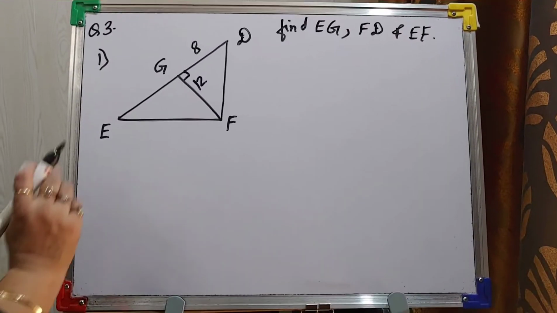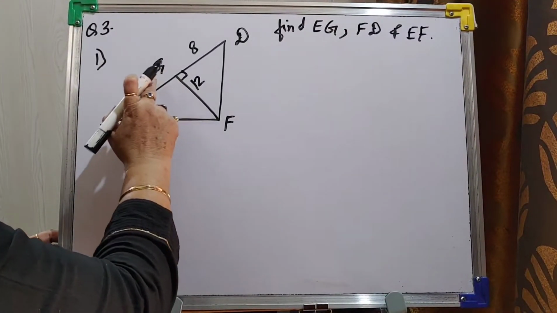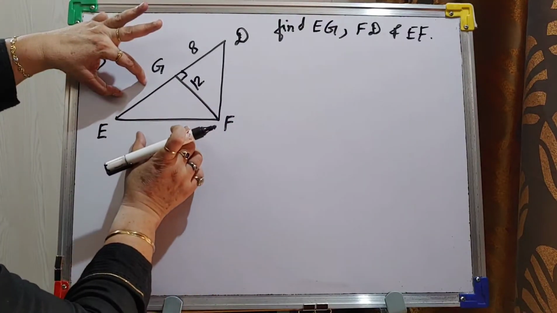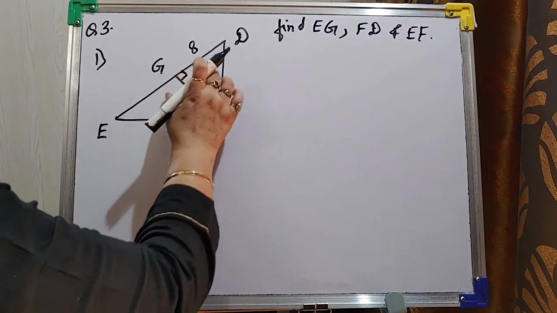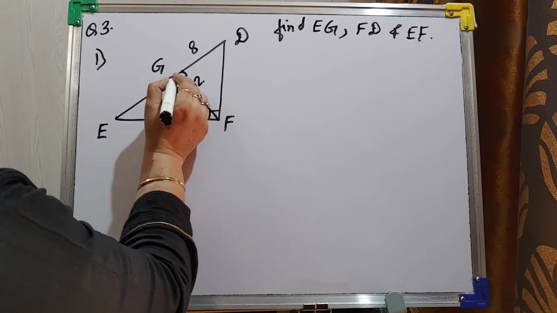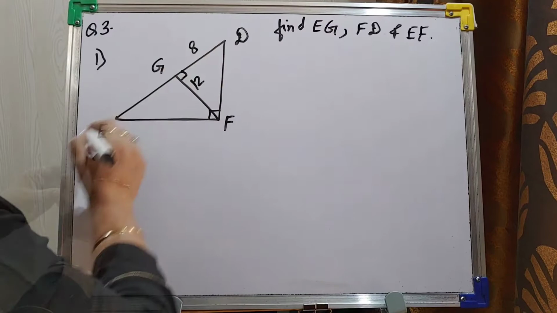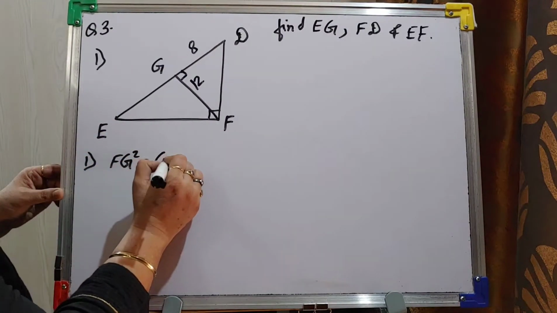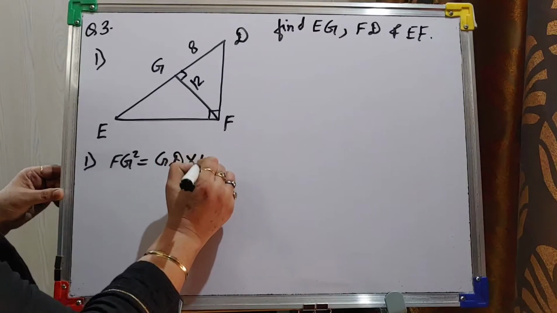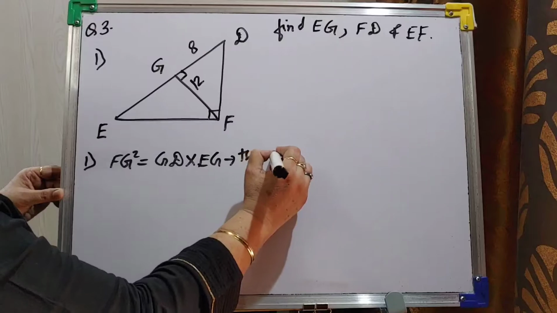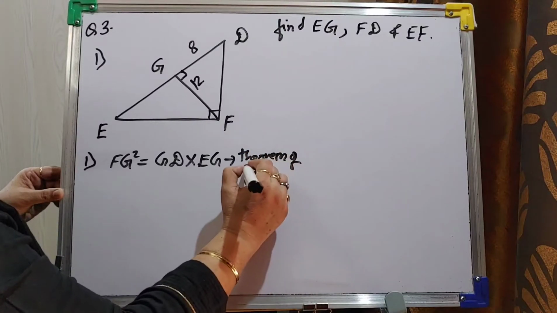Now students, look here. FD is given perpendicular to ED. You are asked to find EG, FD and EF. Now first, it is a right angle triangle. Perpendicular is given on hypotenuse. Now FG square will be equals to GD into EG according to theorem of geometric mean.